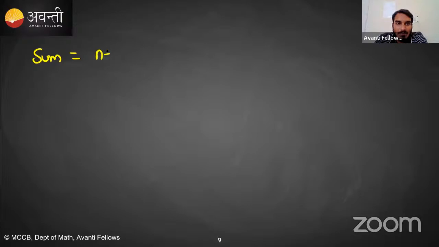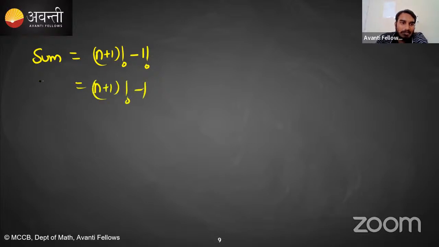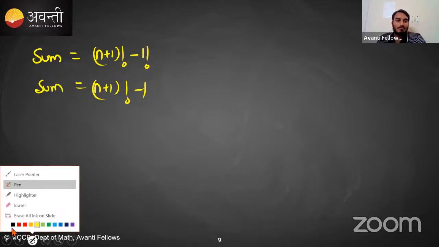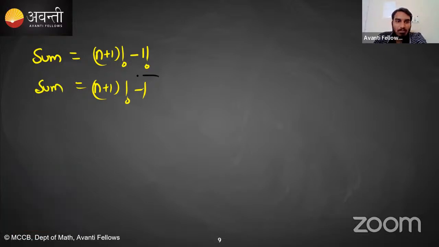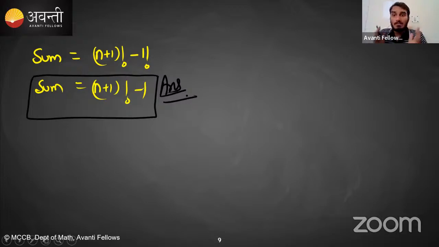So the sum is nothing but (n+1) factorial minus 1 factorial. Hence (n+1) factorial minus 1. This is your sum. Is this clear? Everyone, tell me quickly in the chat box. This question is clear? So this is your answer: (n+1) factorial minus 1. Okay.